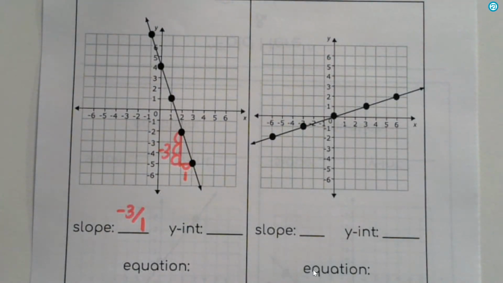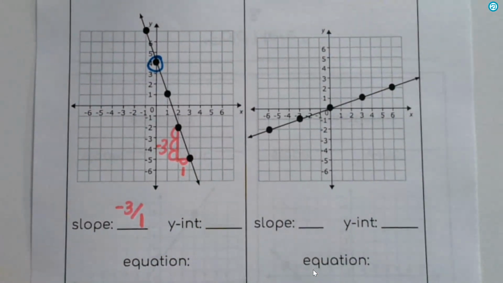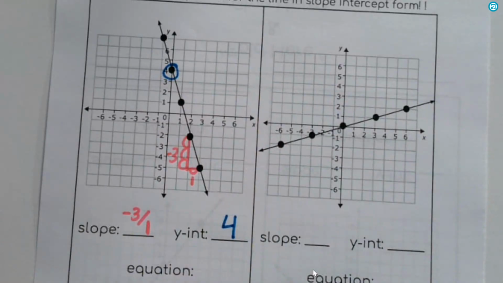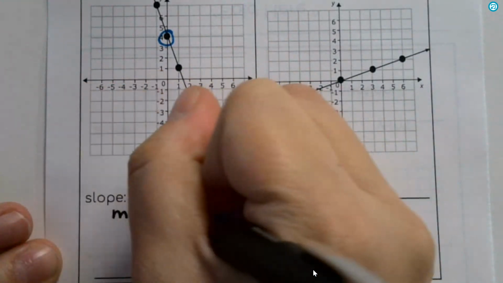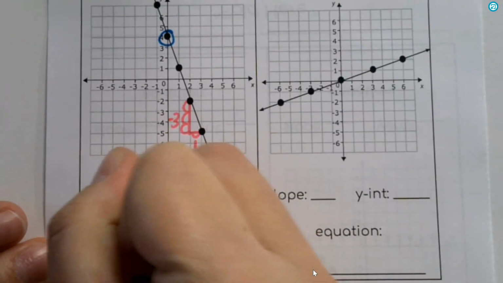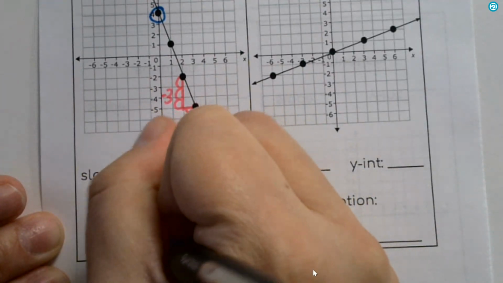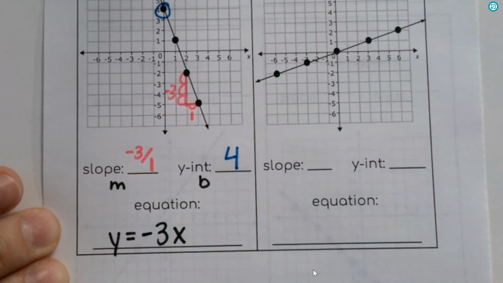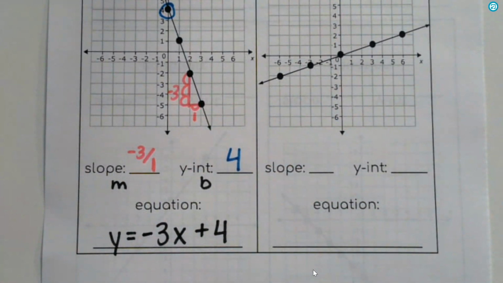Then my y-intercept, I just go to my y-axis, and I see where I cross my y-axis. So I cross my y-axis up there at 4. And then from there, I just write my equation. My equation is y equals mx plus b. This is my m. This is my b. So it's going to be y equals negative 3 over 1, or I can just write negative 3x plus 4.